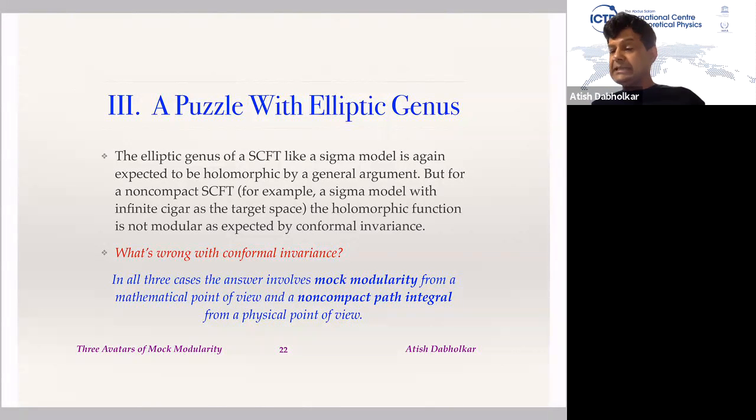So in all these three cases, you see somehow mock modularity appears. I mean, some kind of holomorphic anomaly appears. And looking back, we now understand it as mock modularity. From a mathematical point of view, it's mock modularity. And now we have a nice physical interpretation of it, that it has to do with a non-compact path integral from a physical point of view. So let me explain that point of view a little bit.